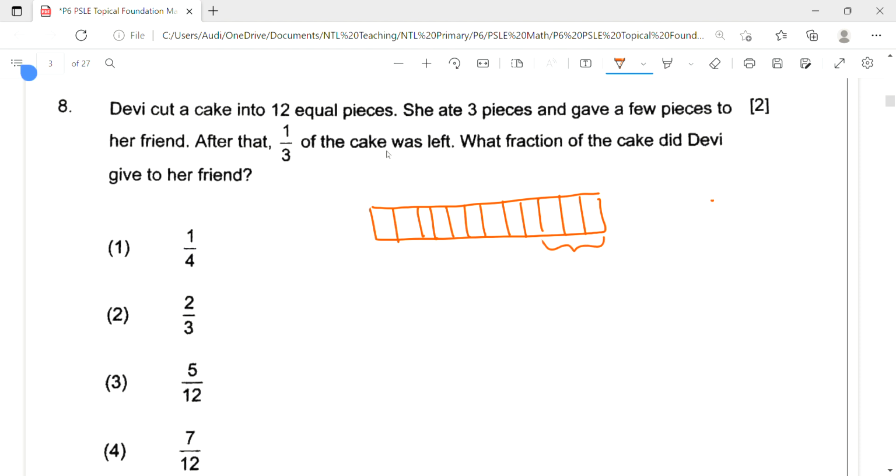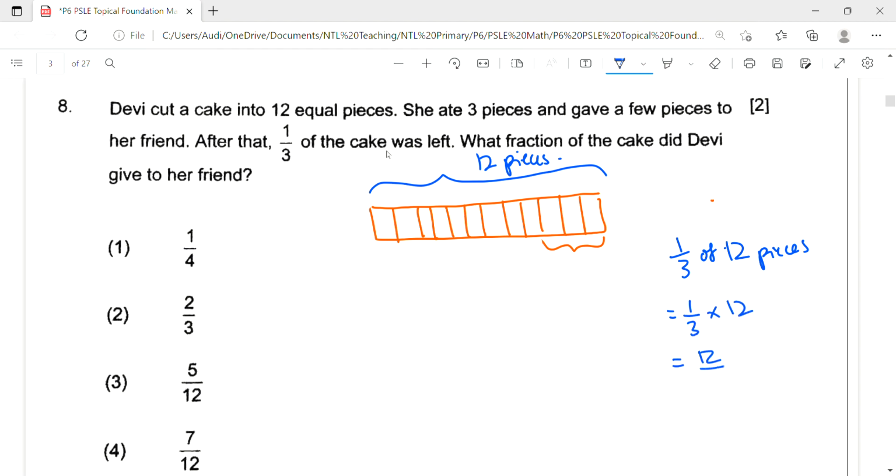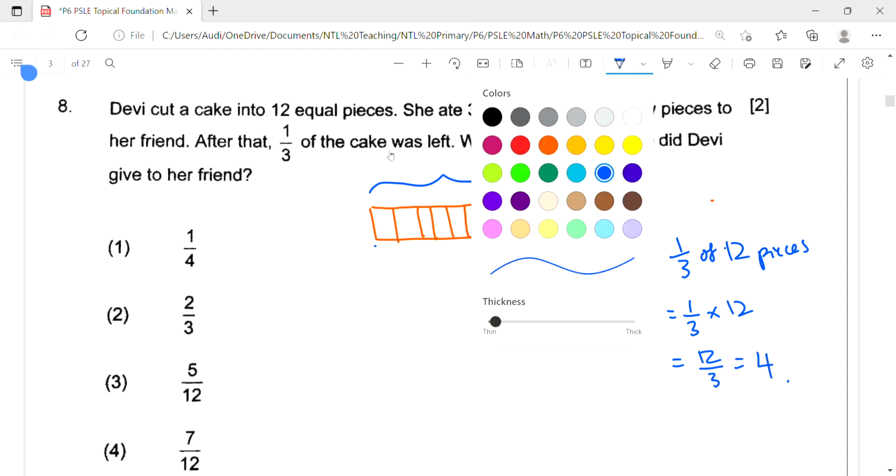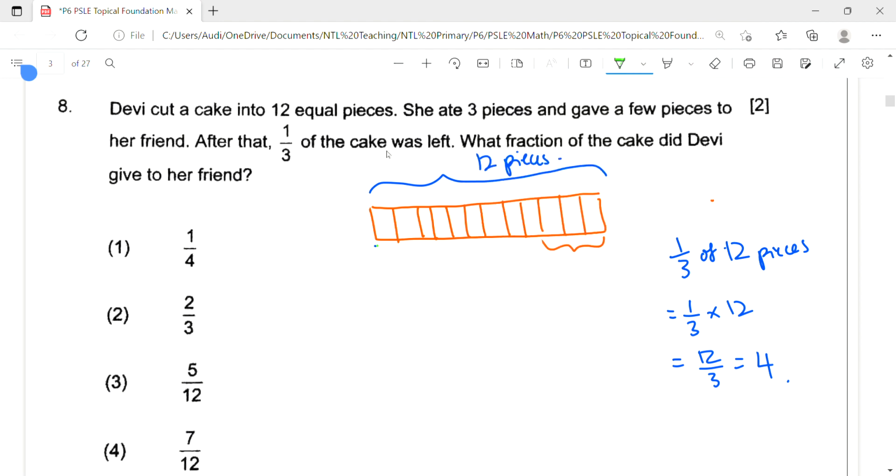Then she gave a few pieces to the friend. After that, 1/3 of the cake was left. So after giving whatever it is to the friend, 1/3 of the cake remained. Now we know that this is 12 pieces. So 1/3 of 12 pieces. How many pieces is that? 1 over 3 times 12. So we get 12 over 3, and that's 4. No, 4 is what is left.